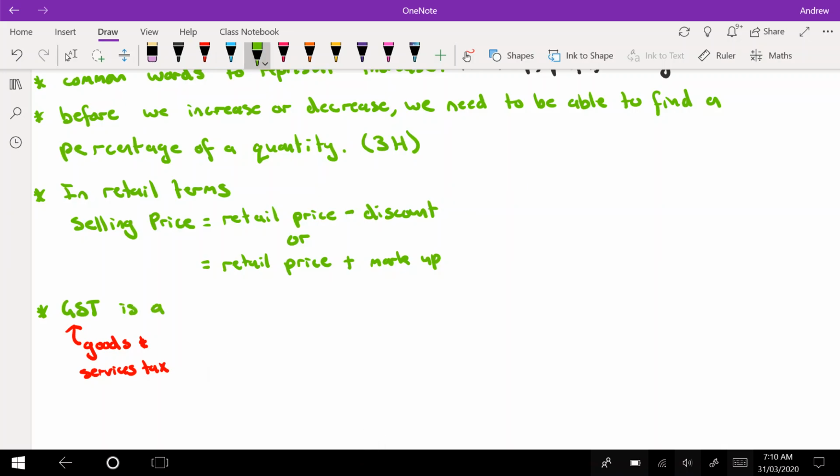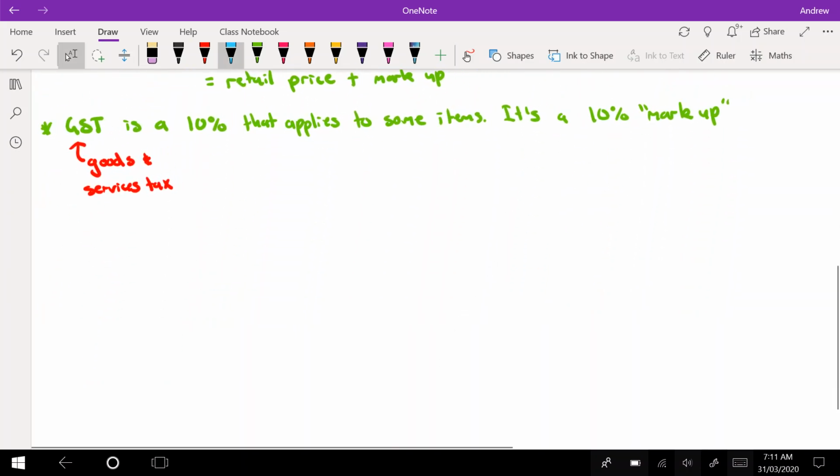GST is a 10% tax that applies to some items. Essentially, it's a 10% markup. And I'll put it in quotations because we don't call it a 10% markup, but really it's just a 10% markup. Okay. So now let's get into some examples.